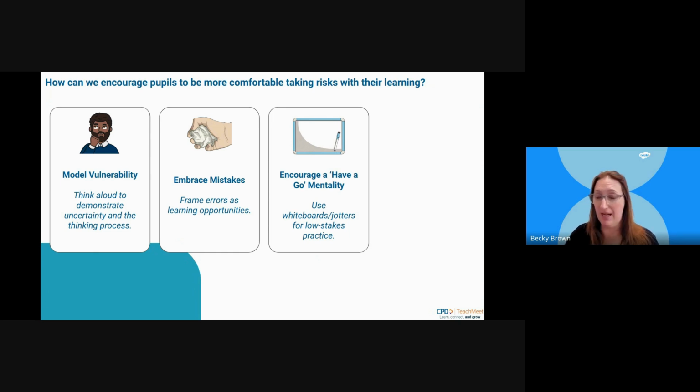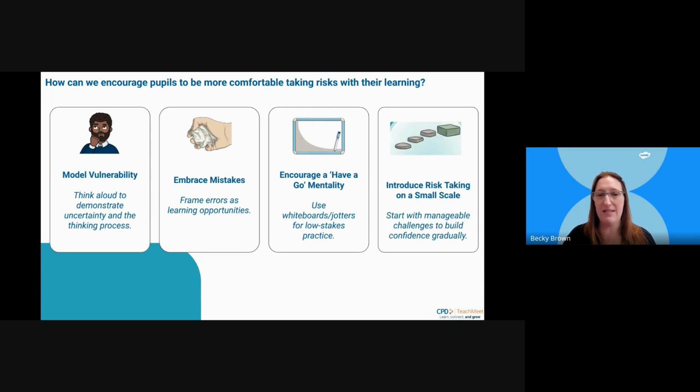And for some, actually, the whiteboard before the jotter might be what they need. Maybe they don't want their work permanently anywhere at the initial stage. Maybe they want to be able to rub it out. You know your children, whatever's going to support a have-a-go mentality, and then really make the risks as small as possible.